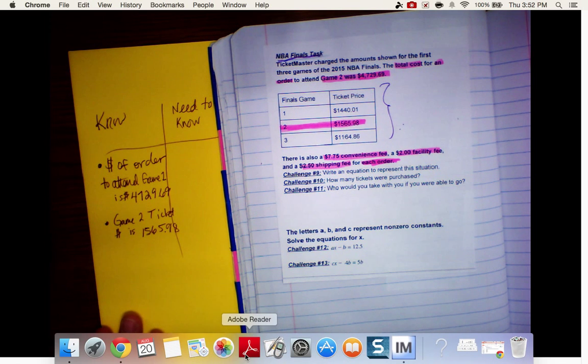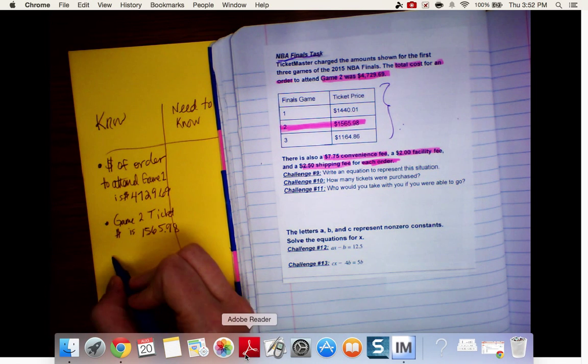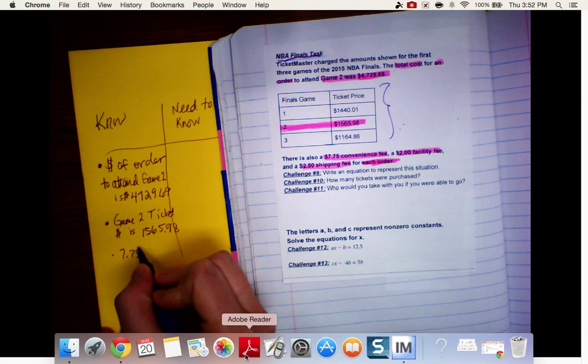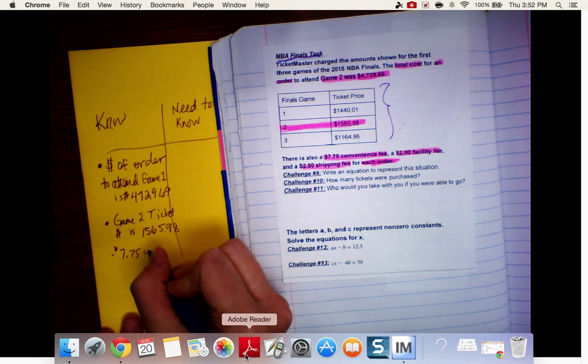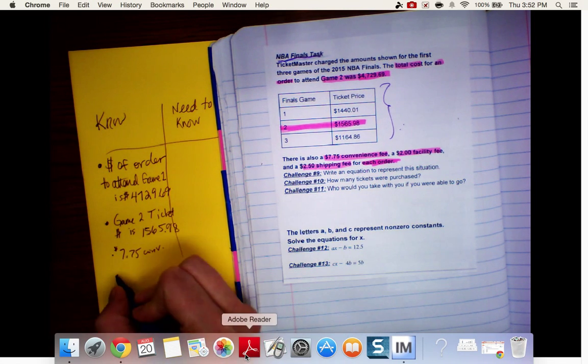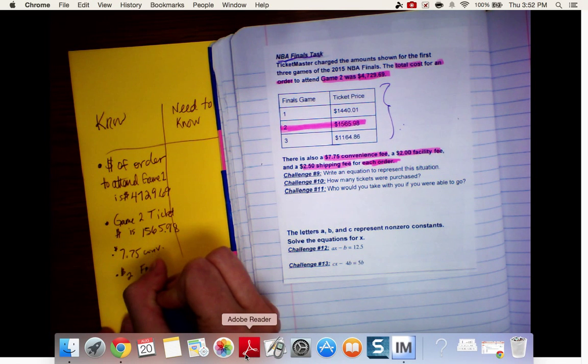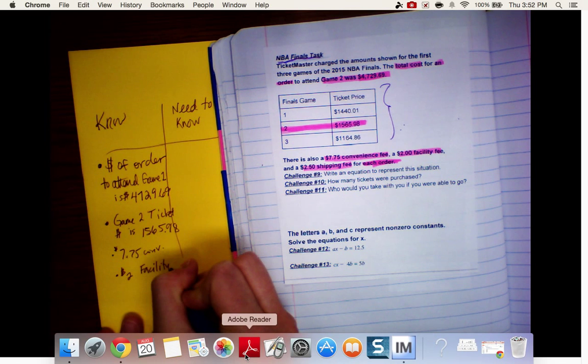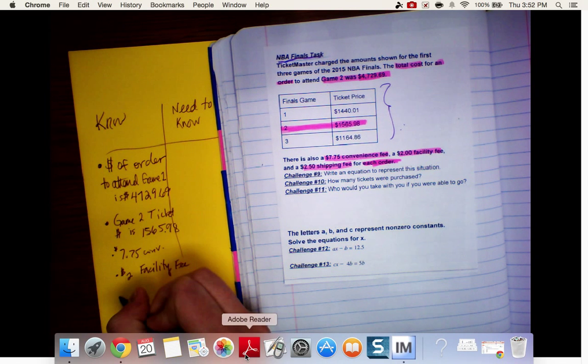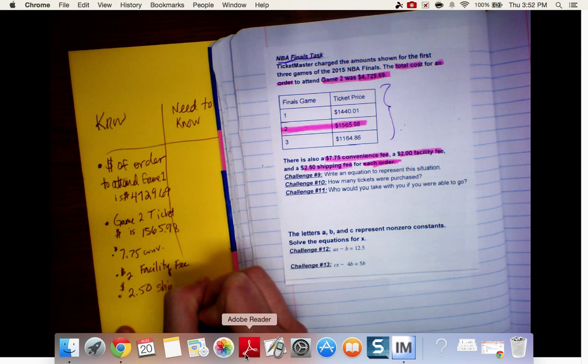And then we have fees. We have a $7.75 convenience fee. I'm going to abbreviate. The $2 facility fee. And then the $2.50 shipping fee.